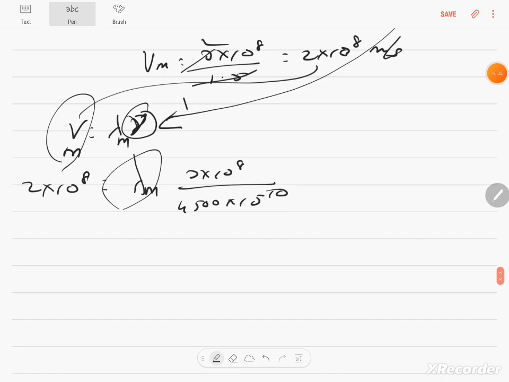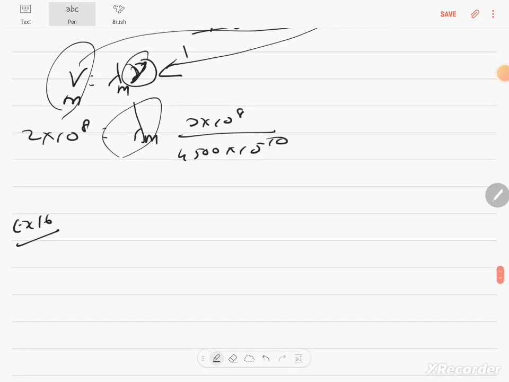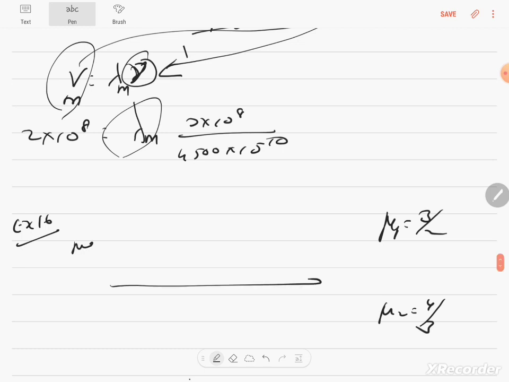So I'll do example 16. A ray of light passes through a plane boundary separating two media whose refractive indices are given. There is one medium which has refractive index 3 by 2. There is another medium which has refractive index 4 by 3. So a ray is entering from the boundary of two media. This is medium 1 and this will be medium 2.